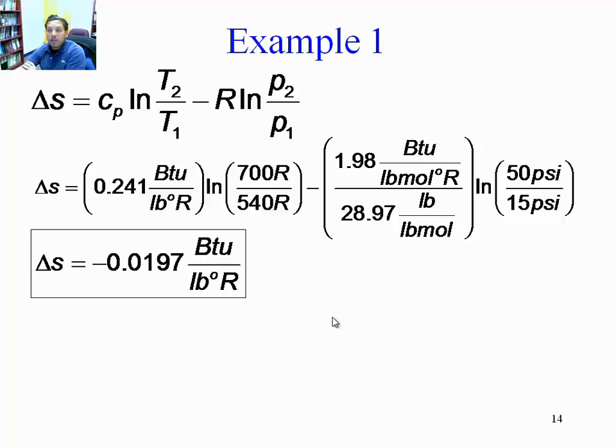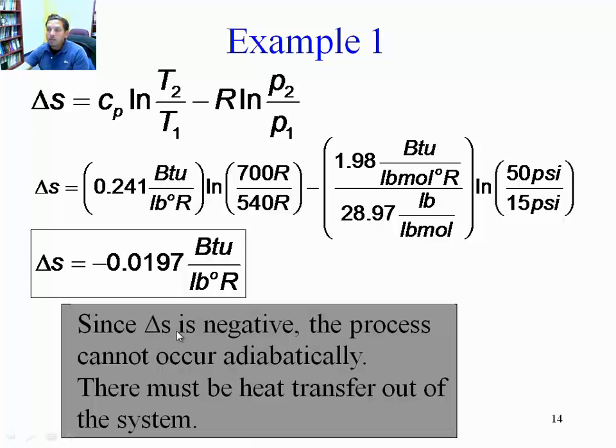That means that in order for this process to occur, there has to be a heat rejection. There's no way for a process to yield a negative change in entropy, or a decrease in entropy, if there wasn't a rejection of heat. Heat must have been released from this. Since delta S is negative, the process cannot occur adiabatically. There must be heat transfer out of the system. So that's the answer.